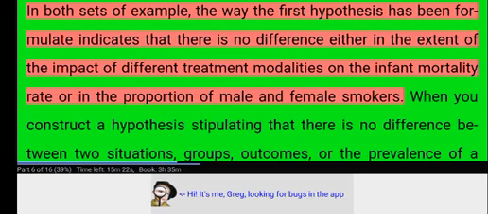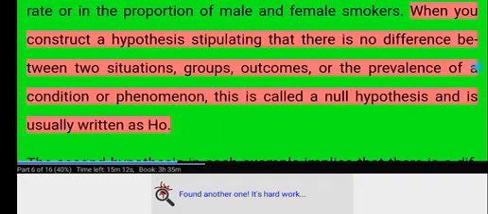In both sets of examples, the way the first hypothesis has been formulated indicates that there is no difference either in the extent of the impact of different treatment modalities on the infant mortality rate or in the proportion of male and female smokers. When you construct a hypothesis stipulating that there is no difference between two situations, groups, outcomes, or the prevalence of a condition or phenomenon, this is called a null hypothesis and is usually written as H0.